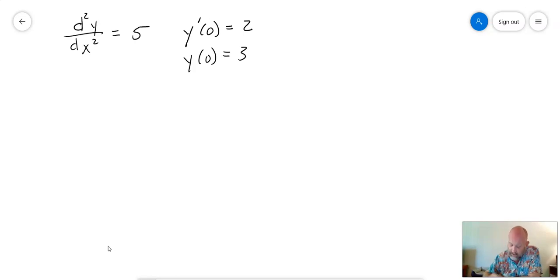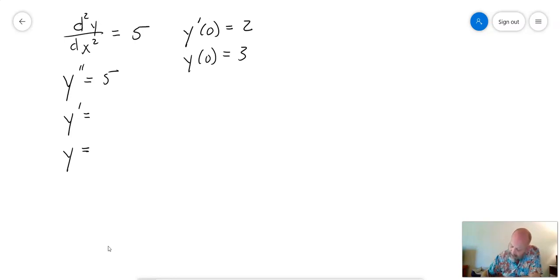Okay, so we're just going to start here. Keep in mind, if I'm being told that this is d squared y over dx squared, what I'm really looking at is y double prime. So y double prime is equal to 5. What we need to find now is y prime and y, so we're going to have to integrate twice to get all the way up to y.